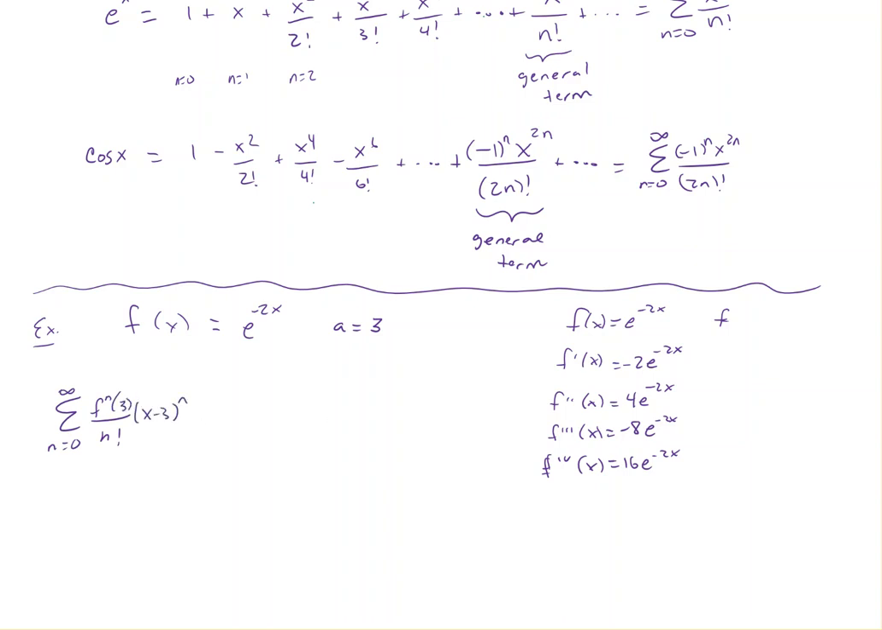So those are the terms that we're going to have to be writing out. We're going to have to evaluate all these at 3. So therefore, we're going to need f of 3, which is e to the negative 6. And then f prime of 3 is going to be negative 2 e to the negative 6. And then f double prime of 3 is 4 e to the negative 6.